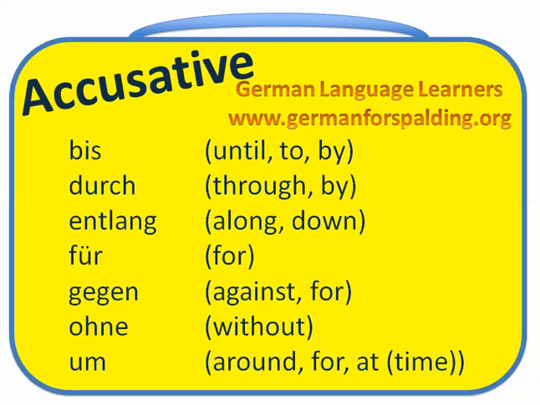Today I want to talk to you a little bit about prepositions in German again. To do that, I need to just inform you, if you don't already know, that German has four different cases: nominative or subject case, accusative or direct object case, dative or indirect object case, and then genitive or possessive case.